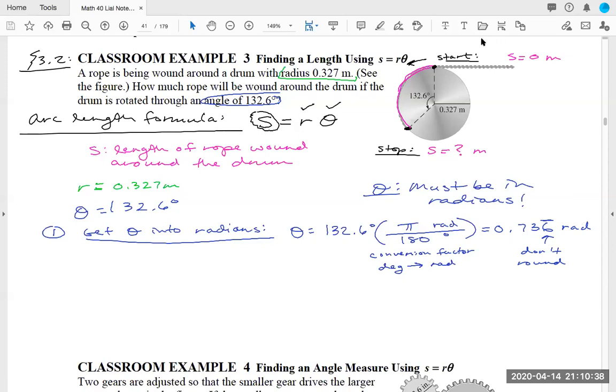Oh, and we need a pi there. So the 0.736 with a bar comes from the 132.6 divided by 180. I'm just going to leave it like that for a moment. And then the next thing we're going to do is plug in R and theta to find S.